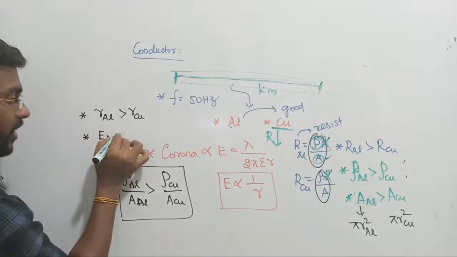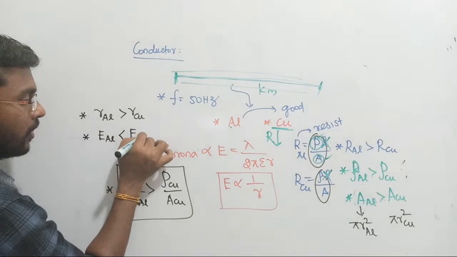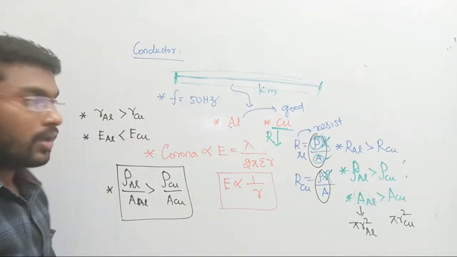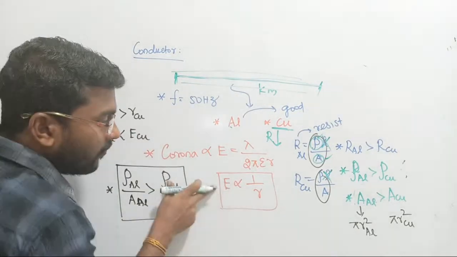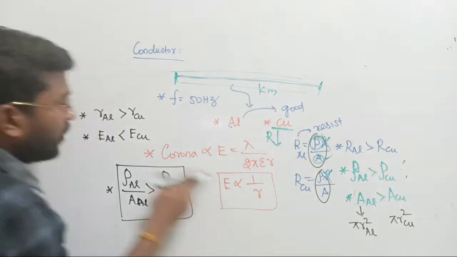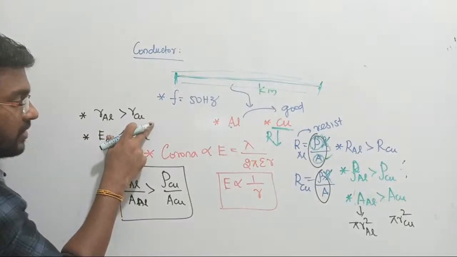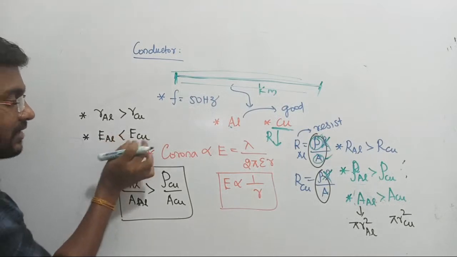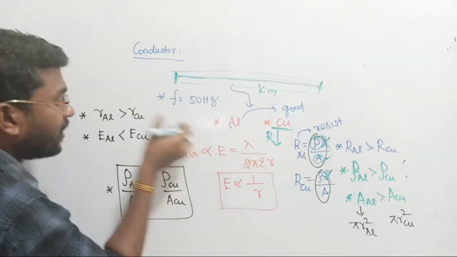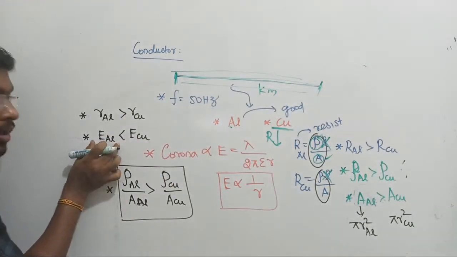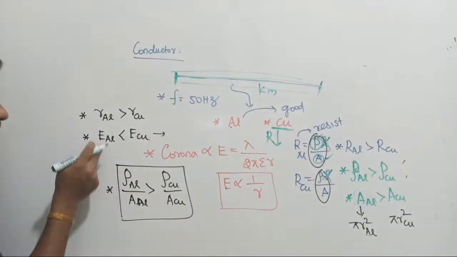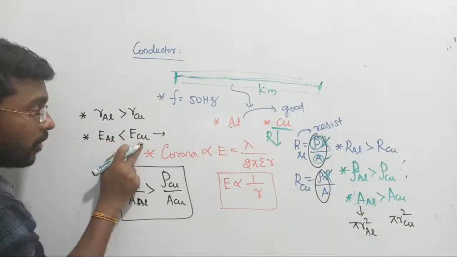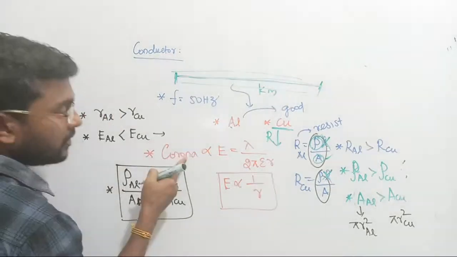From this I can say the field intensity is going to be less than the value of copper field intensity. Now why? Resistance and the field intensity are reciprocal to each other. If resistance is greater than the value of copper resistance, then the electric field intensity offered by the copper will become greater than the value of electric field intensity offered by the aluminium. So the aluminium field intensity will be less than the copper field intensity.